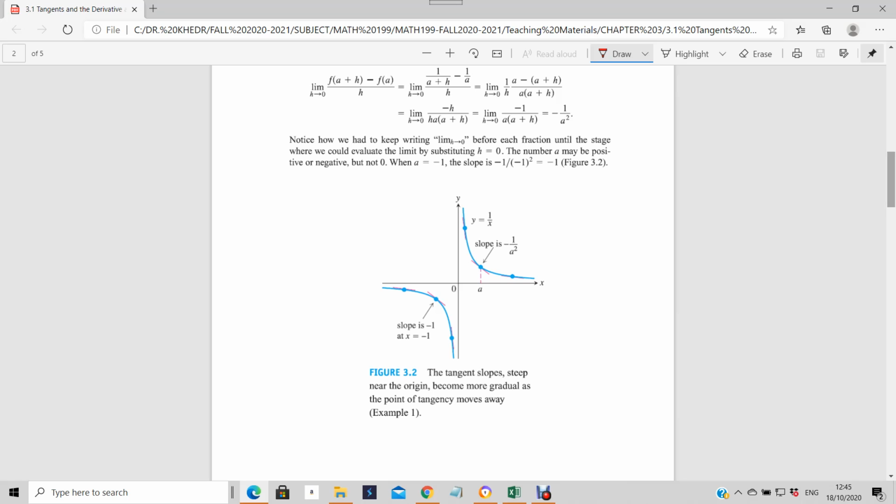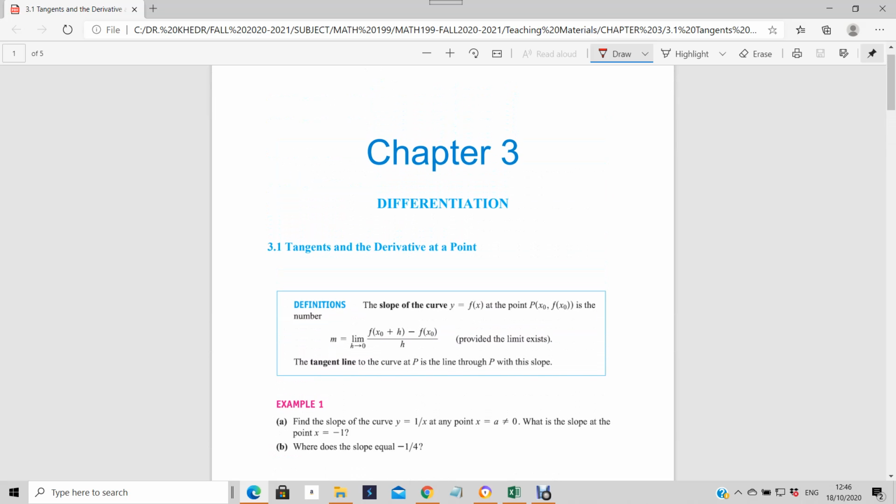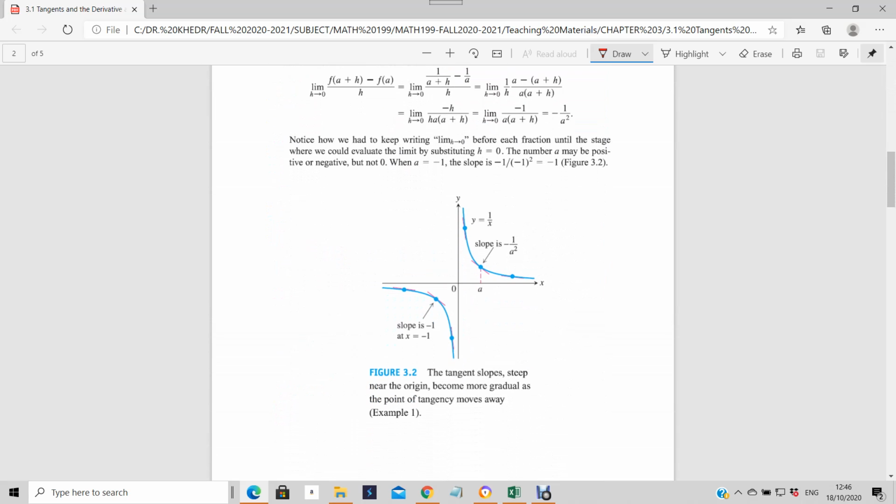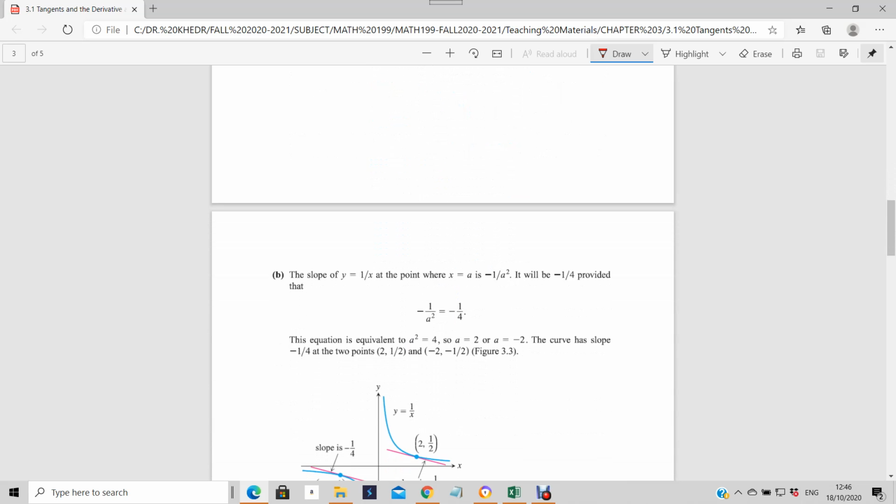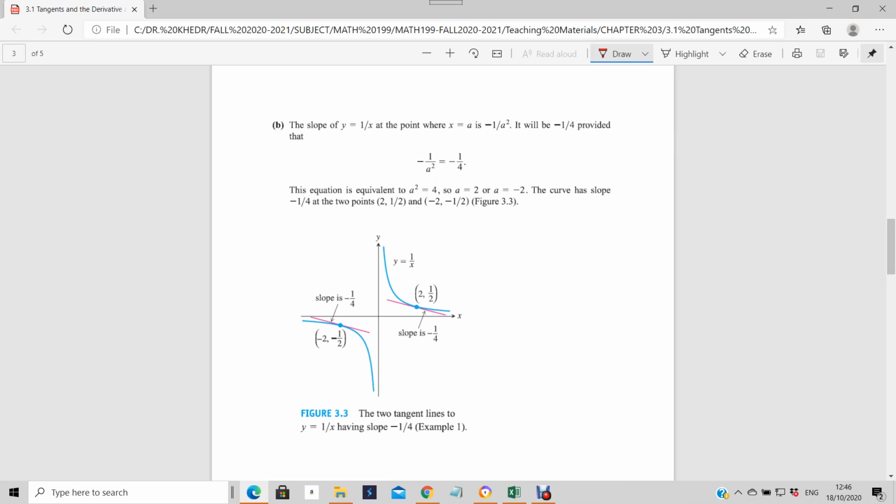Now the second part of the question says, where does the slope equal -1 over 4? So we have to make this slope equivalent to -1 over 4 and evaluate the value of A, which is the value of x. So if you make -1 over A squared equals -1 over 4, and you solve this equation, then you will get A equals either 2 or -2, which means that there are 2 points at which the slope equals -1 over 4. The first point is when x equals 2, and the second point is when x equals -2.